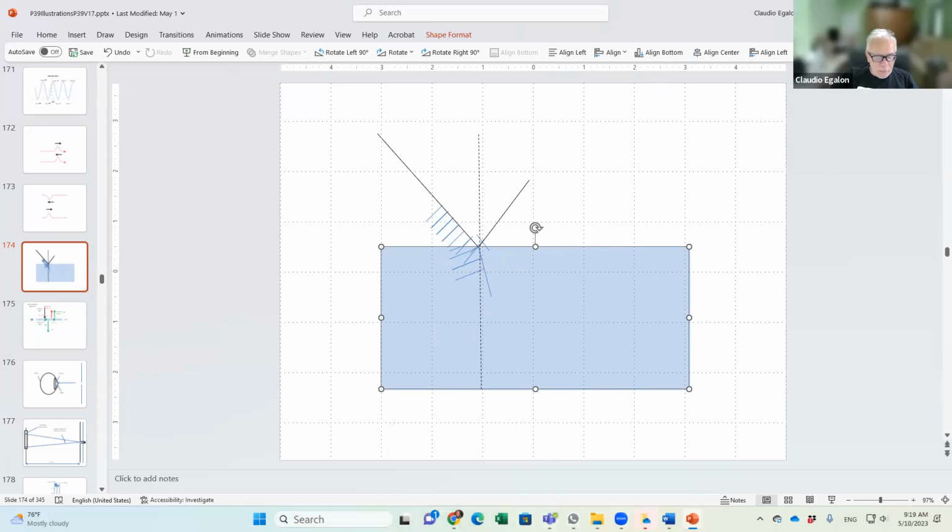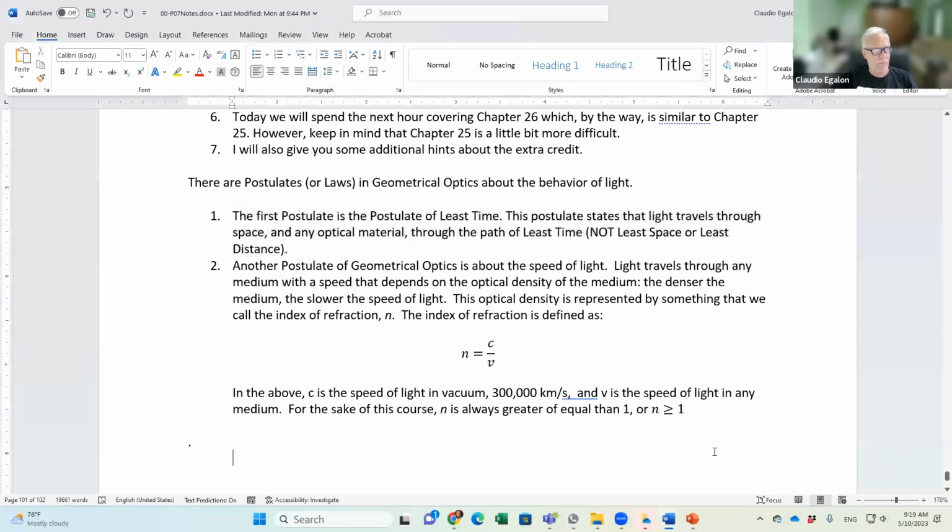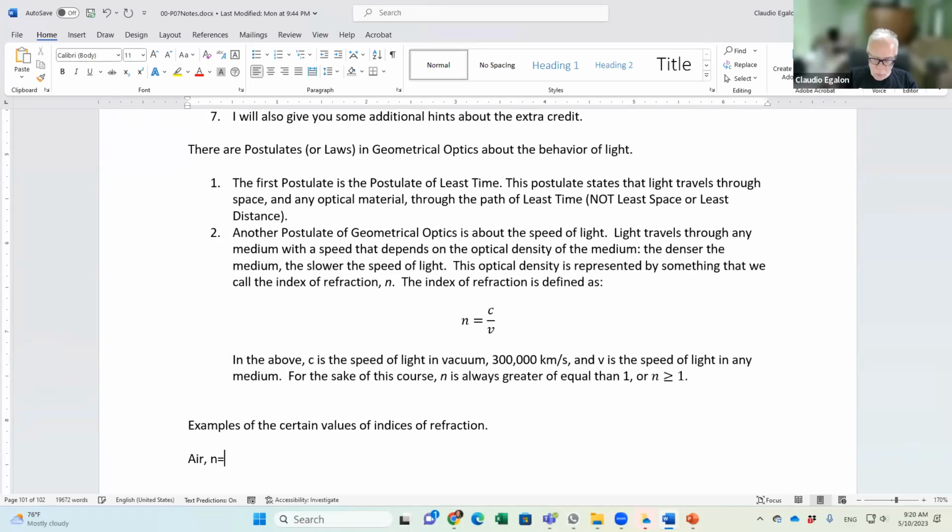Okay, so let me give you some examples of index of refraction. And v, the speed of light in any medium, always greater than 1. Examples of the value. Indices of refraction. Okay, air has an n approximately equal to 1. Very close to 1, not equal, approximately equal, okay? Vacuum is equal to 1. Vacuum, n is equal to 1.